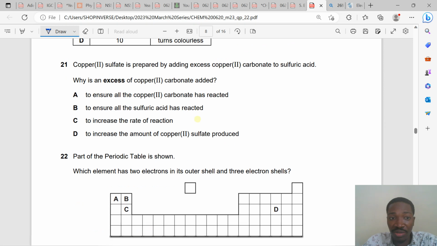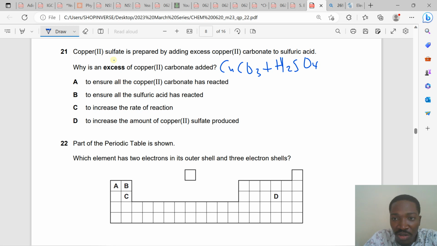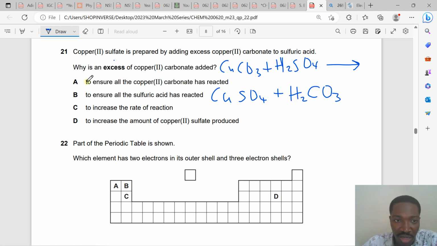We go straight to question 21. Copper 2 sulfate is prepared by adding excess copper 2 carbonate to sulfuric acid. Why is excess copper 2 carbonate added? Copper 2 carbonate with sulfuric acid will give us copper 2 sulfate, CuSO4, plus carbonic acid. Okay, that's good enough.